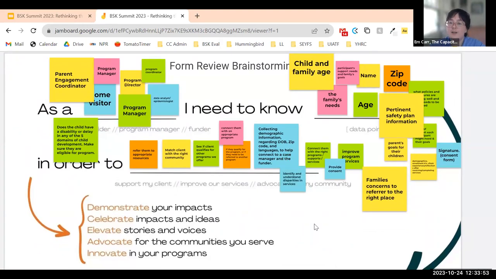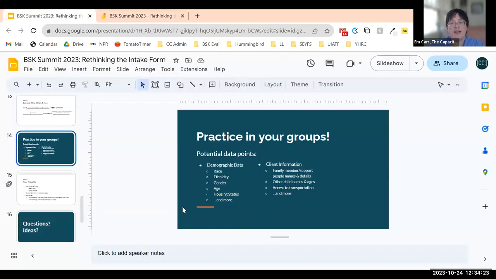Some of this stuff you might need to know later on in someone's time in a program. For example, reflections on someone's experience in the program. Maybe that's something that you capture at every exit or at the end of the enrollment period or however your program is structured. So this information can go somewhere even if it's not in the intake. I also wanted to show some other example data points. It looks like most of these were covered in the brainstorming, but we've got demographic data and client information.